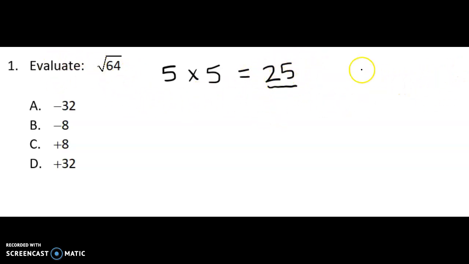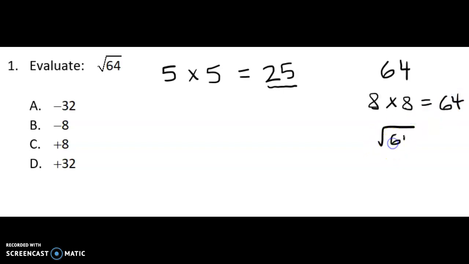In this case, we're given 64. So from our list of perfect squares, we do know that 8 times 8 is 64, which would mean that the square root of 64 is equal to 8. Now if we were unsure about that, what we could do is take 64 and look at factoring that number down to prime factorization.